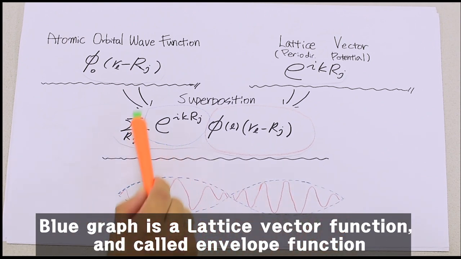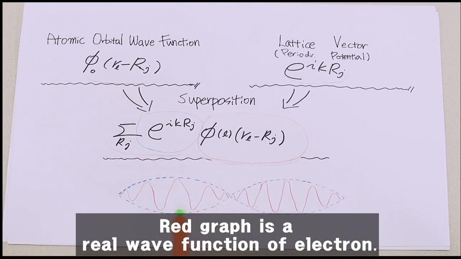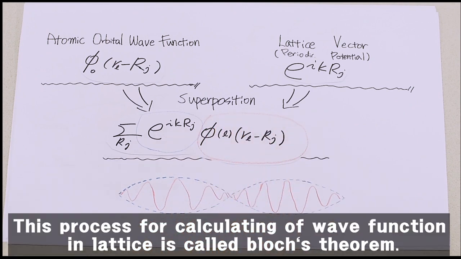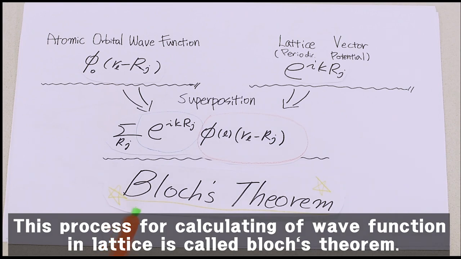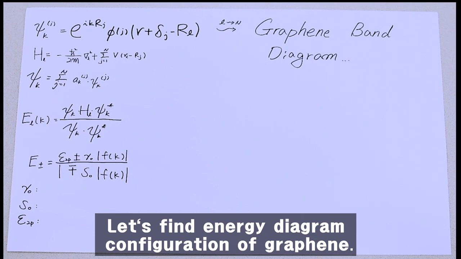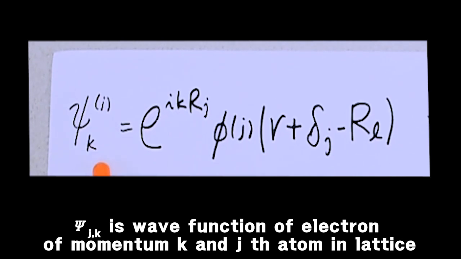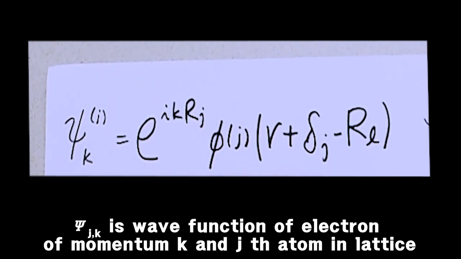The blue graph is the lattice vector function and is called the envelope function. The red graph is the real wave function of the electron. This process for calculating the wave function in a lattice is called Bloch's theorem. Let's find the energy diagram configuration of graphene. Psi jk is the wave function of an electron of momentum k and the jth atom in the lattice.